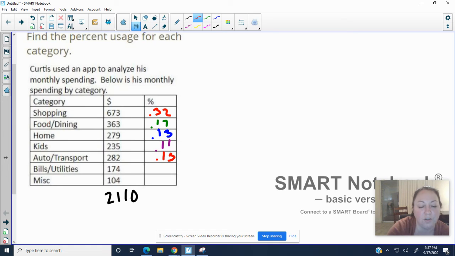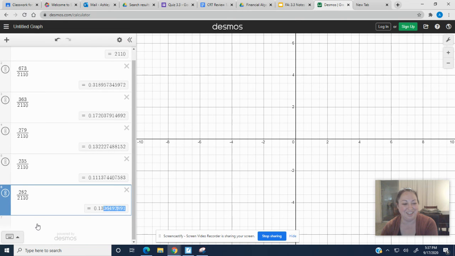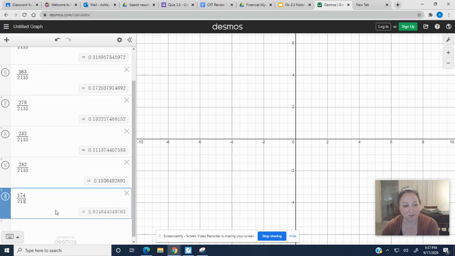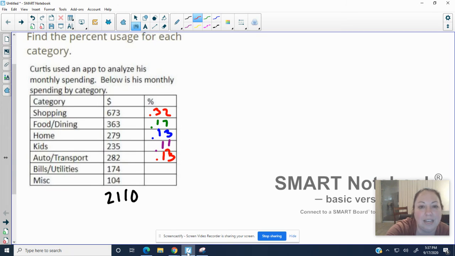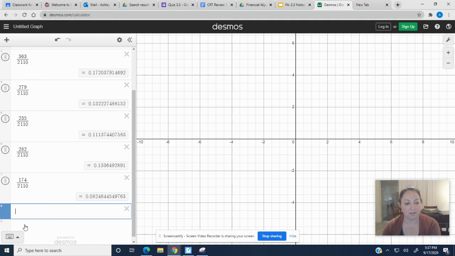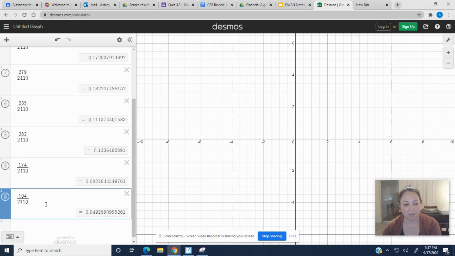And we've got two more to do. 174 is our next one. I'm going to take 174 divided by 2110, and rounding that off, that's about 8%, so 0.08. And then you're going to do that last one, 104. I feel like this is just more time consuming than actually difficult. So 104, oh, we finally have one that's going to round up again. We've got 0.049, so I'm going to round that off at 0.05.